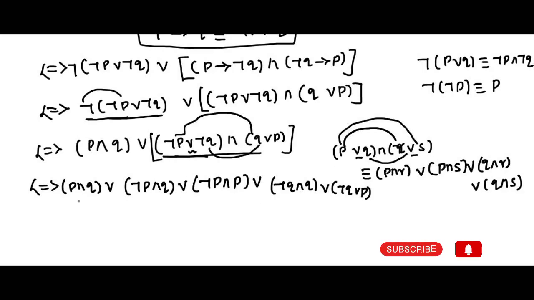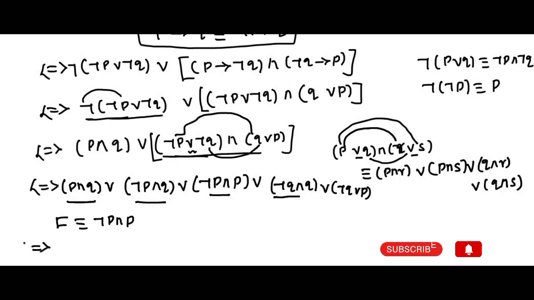See, this is one of the min terms. This is also another min term. This is also a min term. So we are going to eliminate this by using the next step. So what is the inverse law? We know that the inverse law is nothing but, F is nothing but negation P and P.